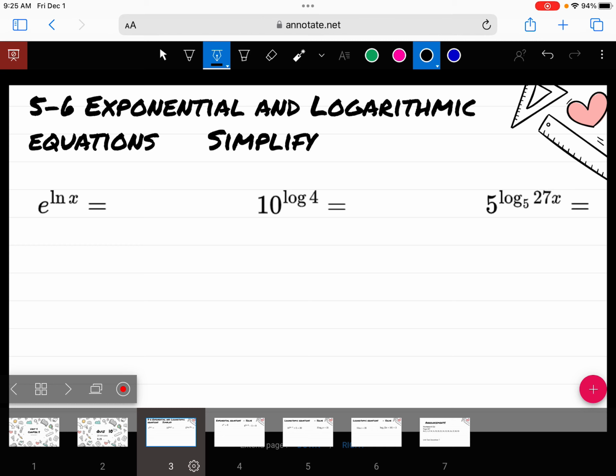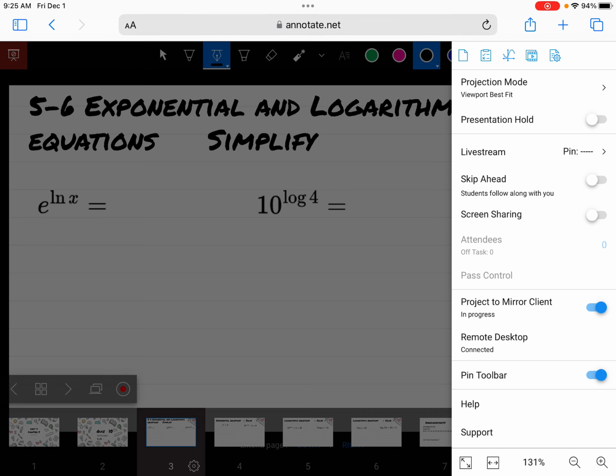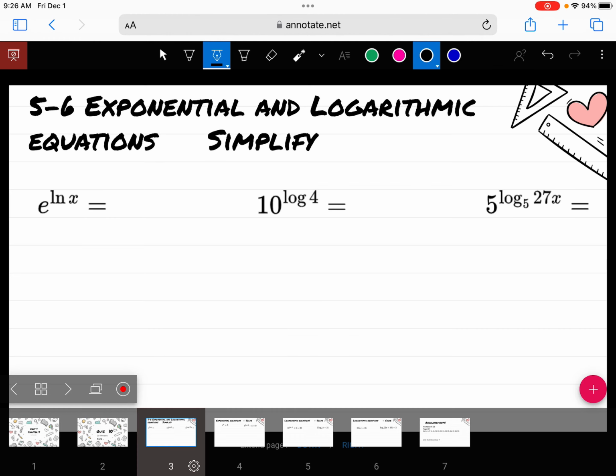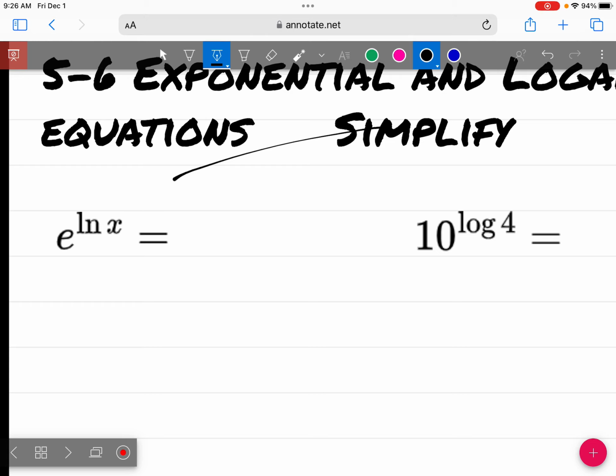So we're going to be working with simplifying and solving. We want to find out what x is, or if we can. These ones we can't. We're just simplifying these. The solving is the next step. Sorry, I was looking at my notes, not the page. So we're just going to simplify these as much as we can.